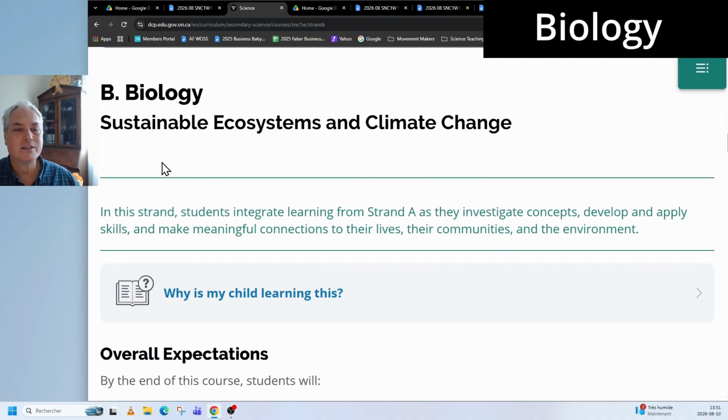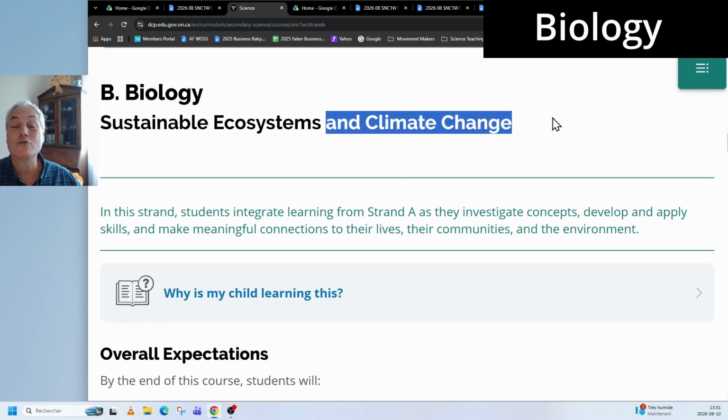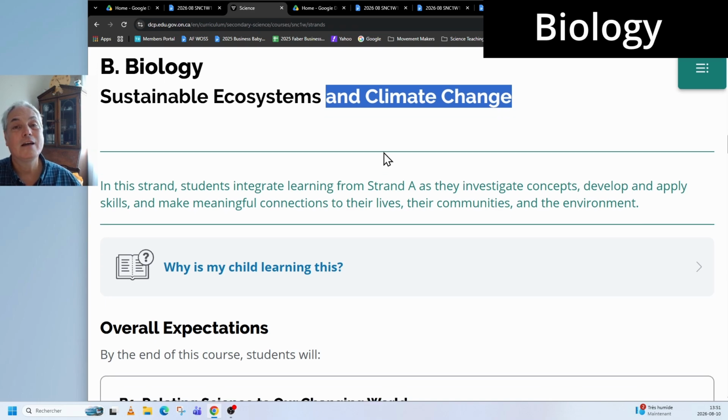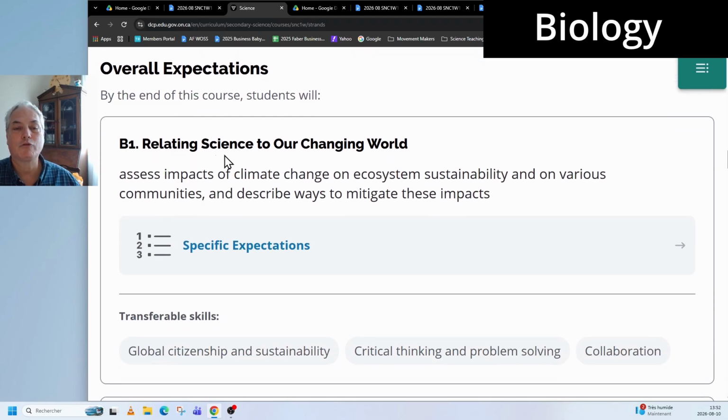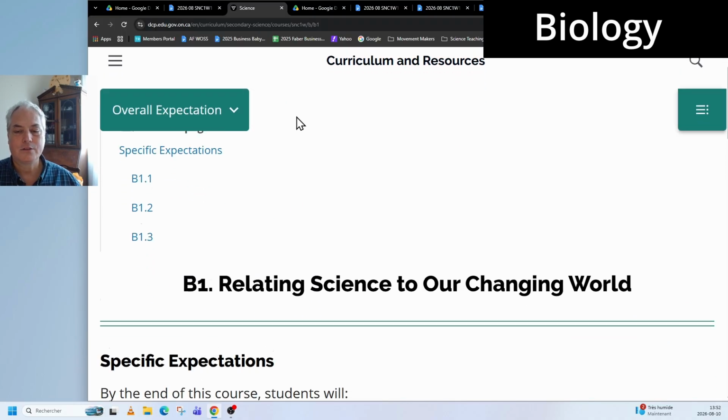Biology at this time is about the idea of sustainable ecosystems and climate change. The last part here is something new since 2022, because it was not a part of the curriculum before that time. So it's created some changes in the curriculum, and that's why reading the curriculum that you're teaching is important. So here in biology, we're going to have the first one about relating science to our changing world. Let's look at these specific expectations. Here we will assess impacts of climate change on ecosystem sustainability and on various communities, and describe ways to mitigate these impacts.